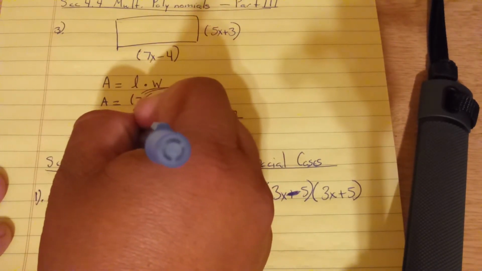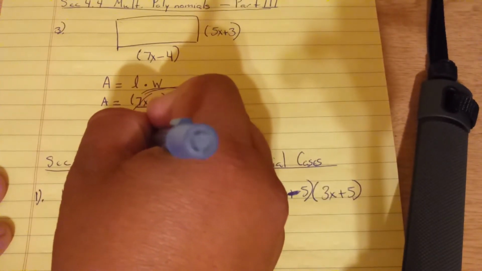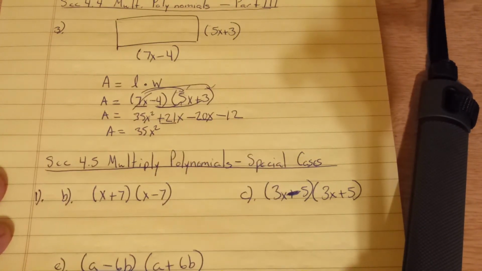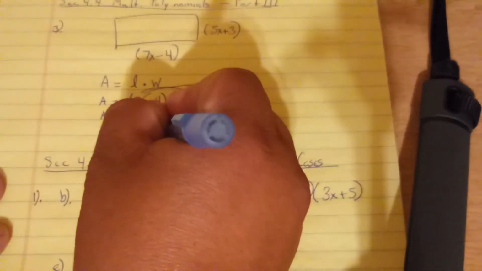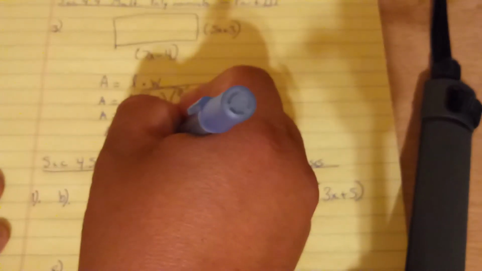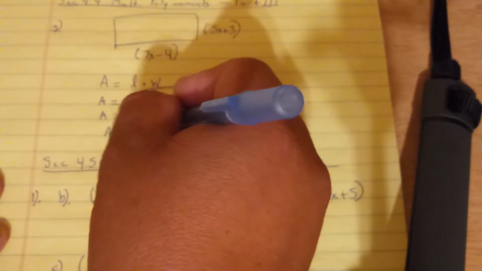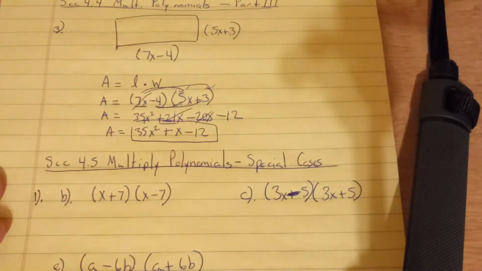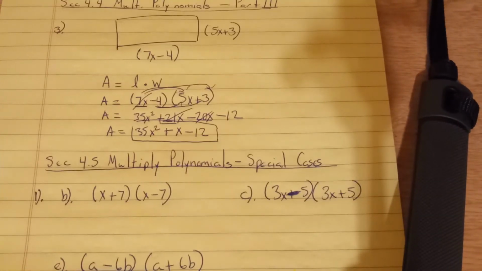So this will be now 35x squared. And you're going to subtract 21x minus 20x, which will give you positive 1x, or just x. Bring down the minus 12, and that would be your answer right there. So that concludes 4.4 as far as what we need to do there.